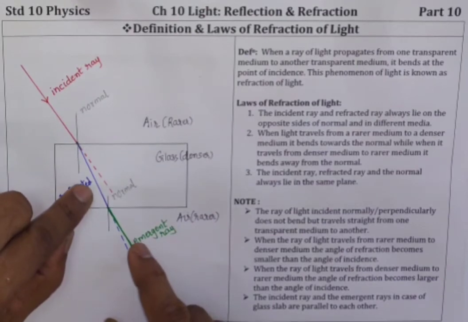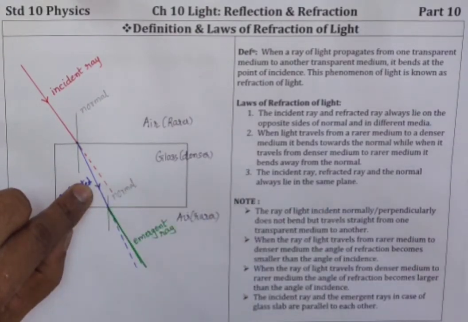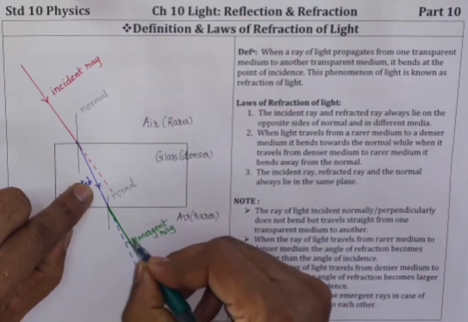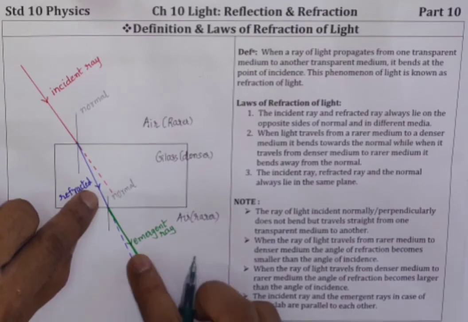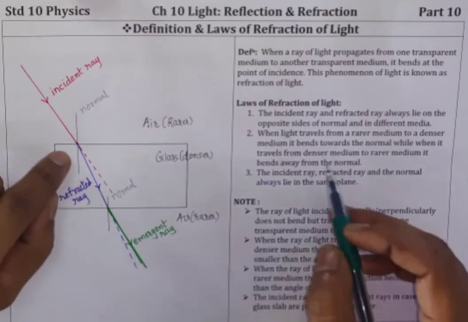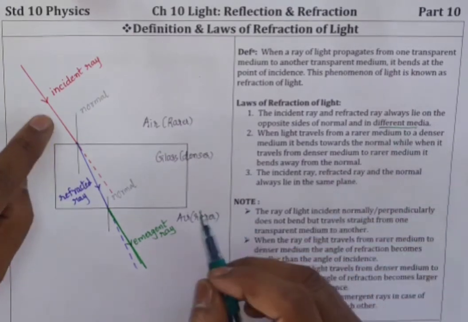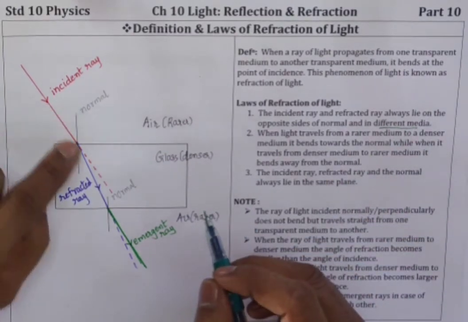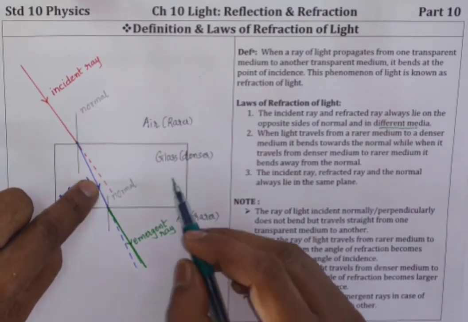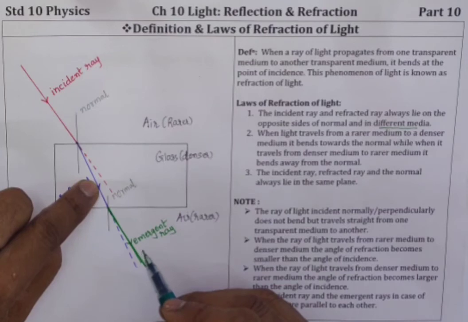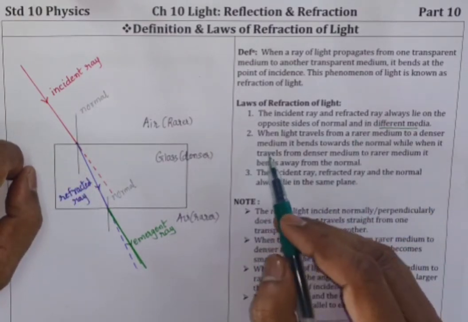If you consider this blue one as the incident ray in the glass, then the green one is the refracted ray. Here is the normal. Yes, the blue ray is to the left of the normal, the green ray is to the right of the normal. And in different media. Yes, the incident ray is in air, the refracted ray is in glass. If you consider the incident ray in the glass, the refracted ray is in the air. Correct? So that is the first point.